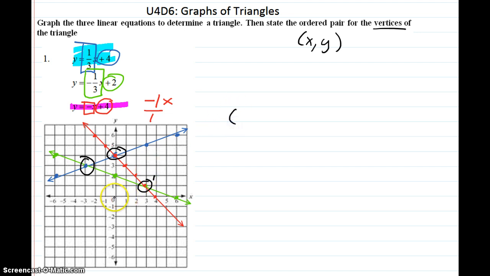So the first one's going to be over 3, up 1. So 3 comma 1. The next one, we'll call this one 2. Now it's up here, so I don't need to go left, I don't need to go right, so I'm going to stay at 0. And I'm going to go up 4. And then the last one over here is to the left 3, so negative 3, positive 3. So those are the three vertices of the triangle.